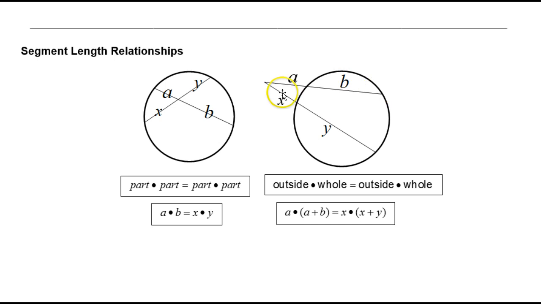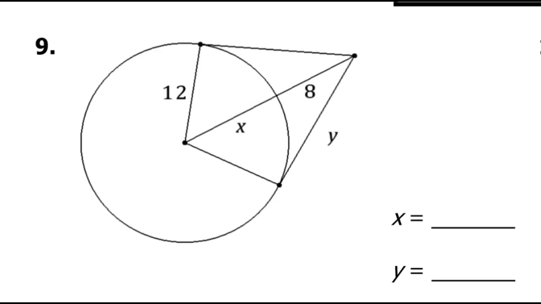When you have these secant segments that are meeting outside the circle, then the outside part times the whole thing is equal to the outside times the whole thing. So it would be A times A plus B is equal to X times X plus Y. All right, but those are not the only relationships.